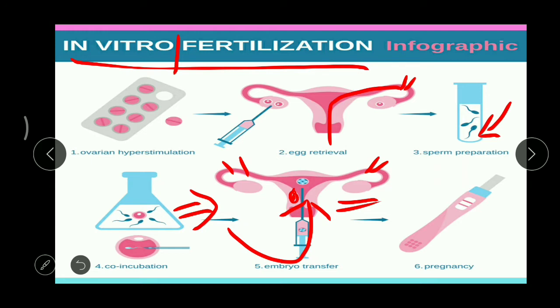Here, only the fertilization process is artificial. Got it? Okay, and everything else is the same. Now, after the completion of the gestation period, what happens? The mother delivers the baby. Got it? So what do we call this process? This process is called in vitro fertilization.